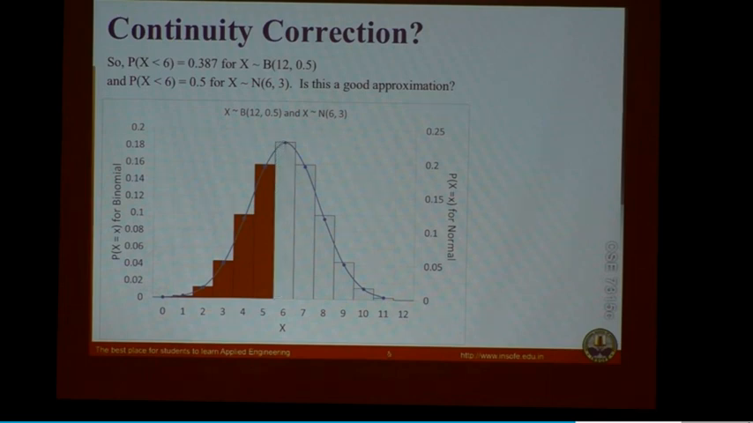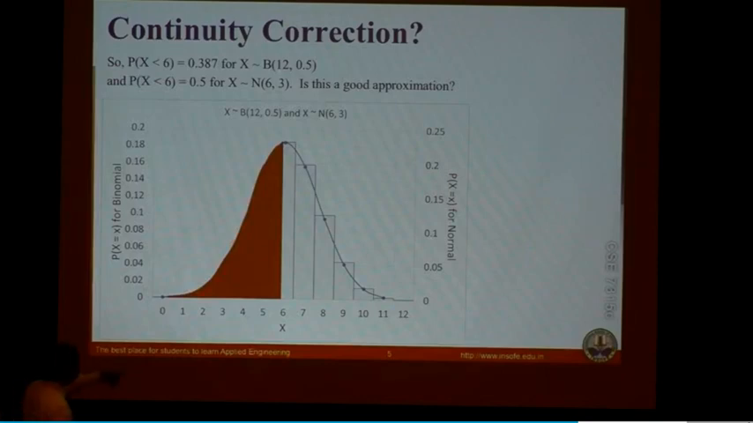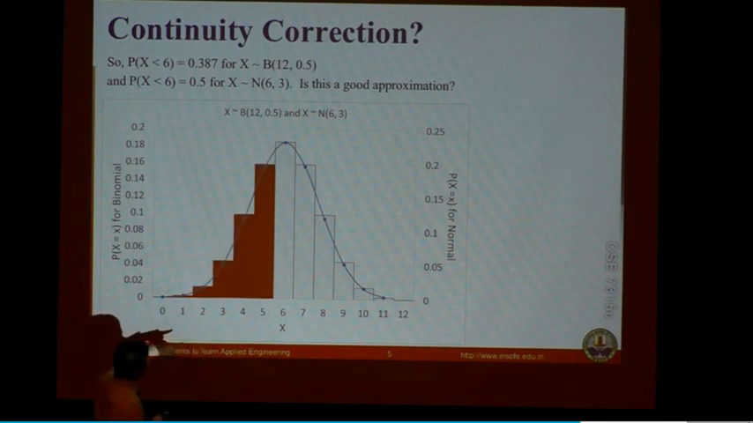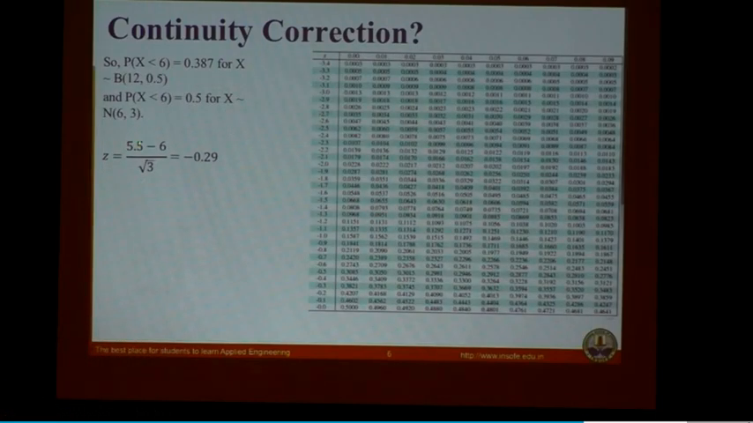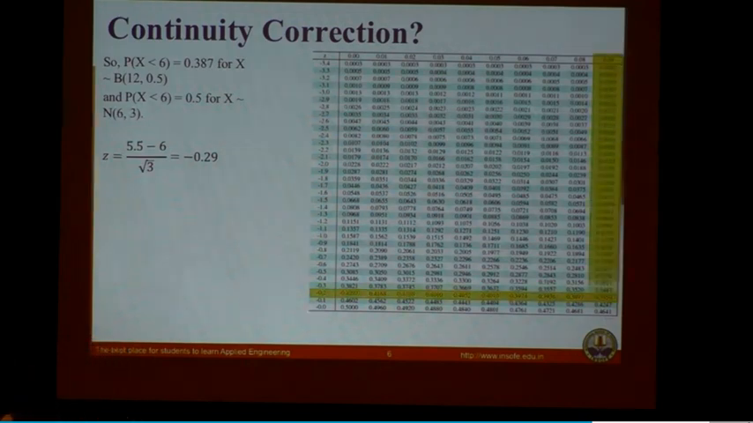So this is what I have to correct for. See, this is what it was. So this is normal and this is binomial. I'm just taking that additional part. Now if I use 5.5 minus 6 divided by square root of 3, it gives me minus 0.29. Minus 0.2 here and 9 here. 0.3859. Now 0.3859 or 0.386, 0.387. Now that makes sense. That's a perfect approximation. Agreed?